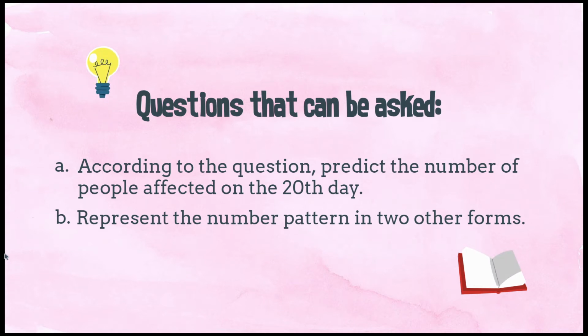For the first question, students would have to truly understand the pattern rule and think beyond the number sequence given. By doing so, students are being challenged to think of a more effective and faster way to find the number of infected people on the 20th day. As for the second question, students can think of other ways to represent the number pattern.